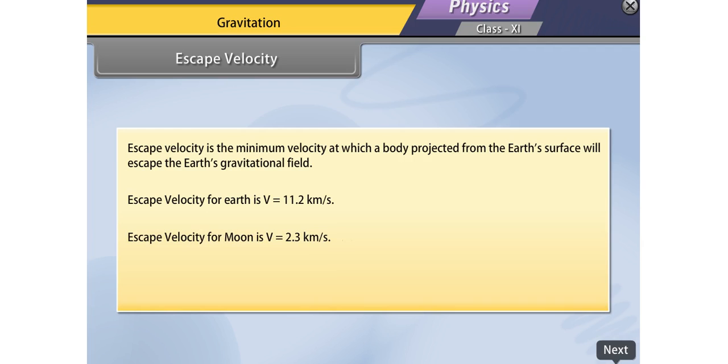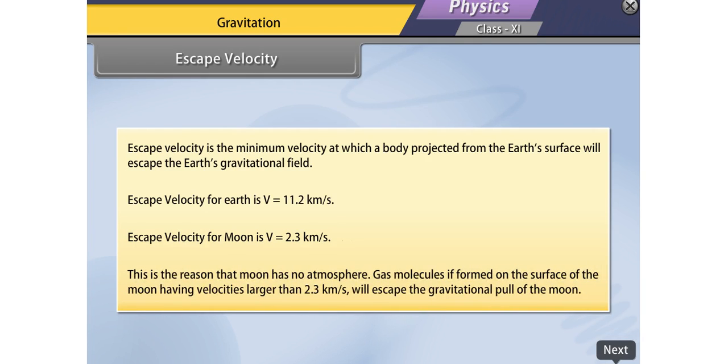Escape velocity for the moon is v = 2.3 kilometers per second. This is the reason that the moon has no atmosphere. Gas molecules, if formed on the surface of the moon having velocities larger than 2.3 km per second, will escape the gravitational pull of the moon.